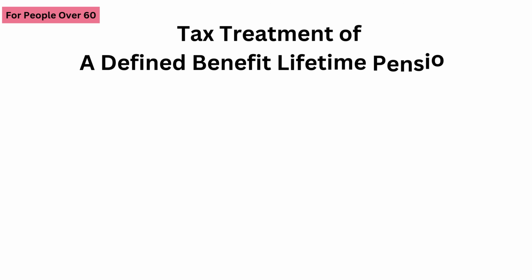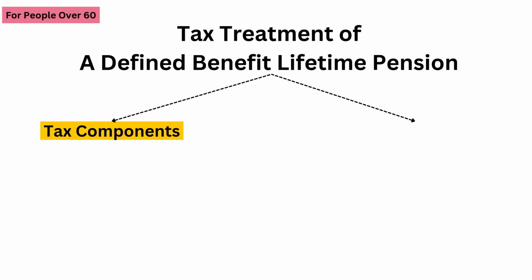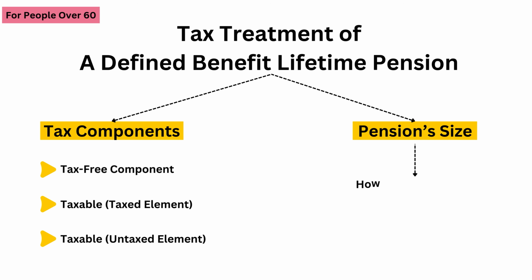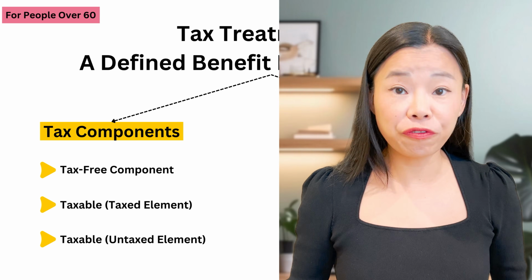For people over 60, the tax treatment of a defined benefit lifetime pension comes down to two key factors: the tax component, that is, the breakdown of the tax-free component, taxable taxed element, and taxable untaxed element, and the pension's size, or how it compares to the defined benefit income cap. Let's start with the first factor.